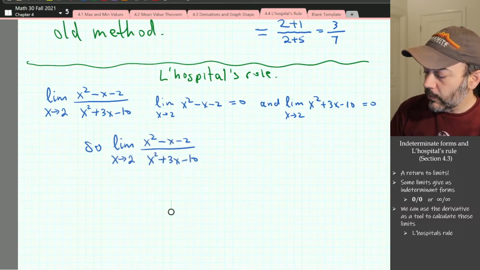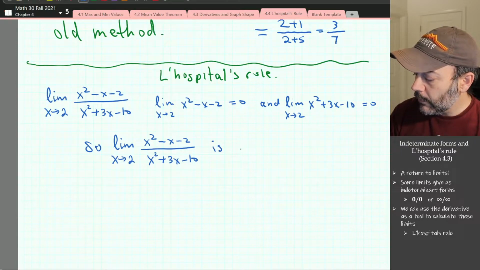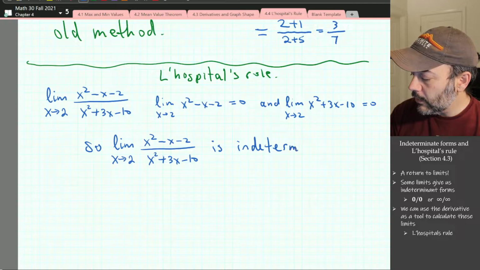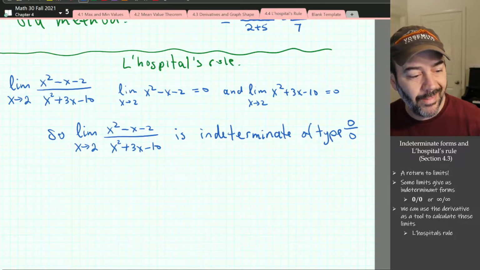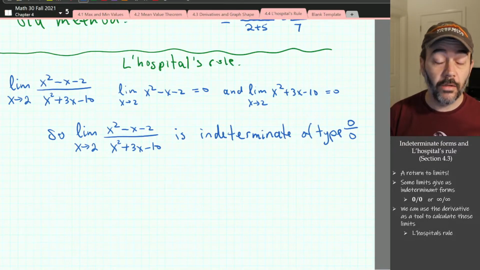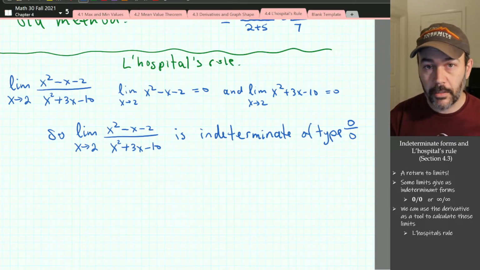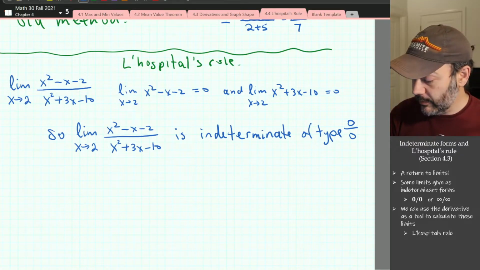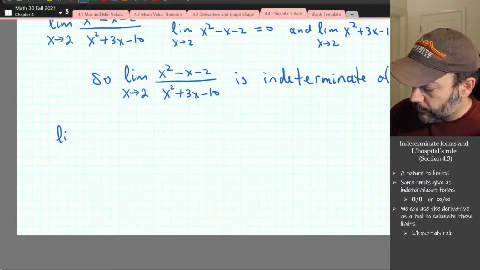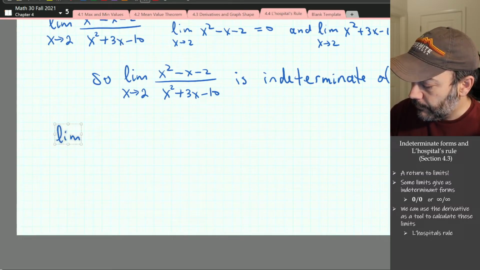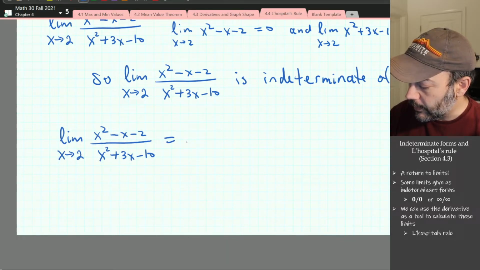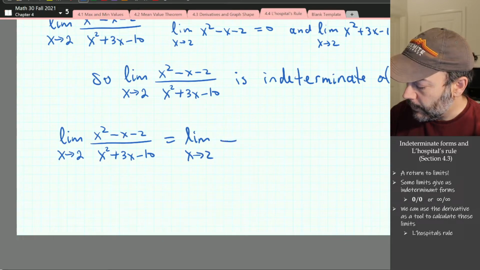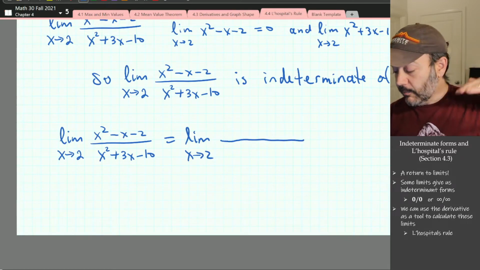So this is indeterminate of type 0 over 0. That's the language we use to make the statement that this limit is indeterminate. On all these L'Hopital's rule problems, you need to first show that the limit is indeterminate. If you do, then you can do the following. It's a cool trick. Instead of calculating this limit, we can calculate the limit of the derivative of the top, and we take the derivative of the bottom.